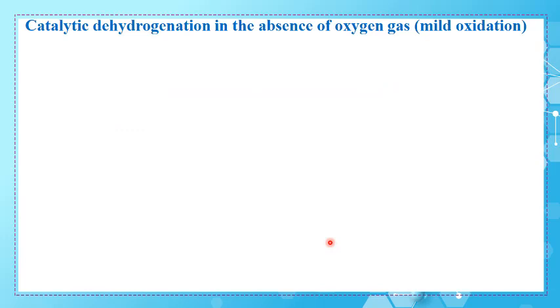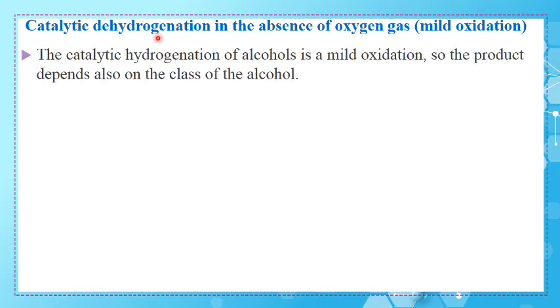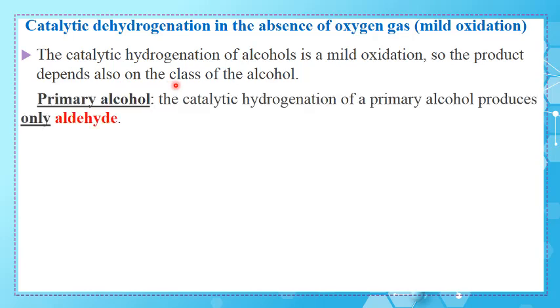The third method of mild oxidation is the catalytic dehydrogenation. Now, why dehydrogenation? It's a mild oxidation because mild oxidation can be done upon adding oxygen or upon taking hydrogen from the substance. So when we take hydrogen from the compound, as if we are doing oxidation. So keep this in mind. A dehydrogenation is actually an oxidation in organic chemistry. The catalytic dehydrogenation, here it has to be dehydrogenation, not hydrogenation. The catalytic dehydrogenation of alcohols is a mild oxidation, so the product depends also on the class of alcohol.